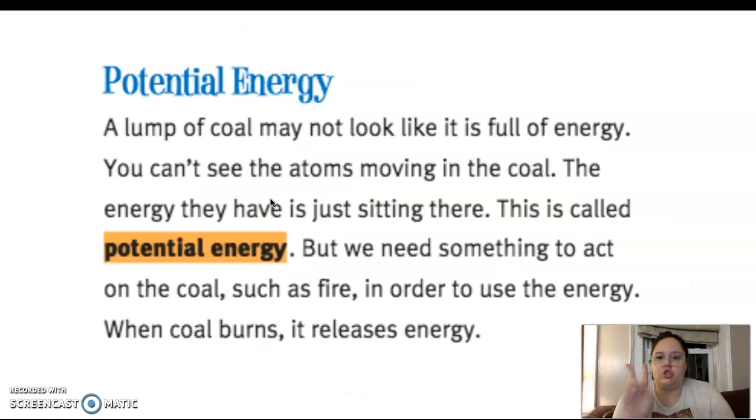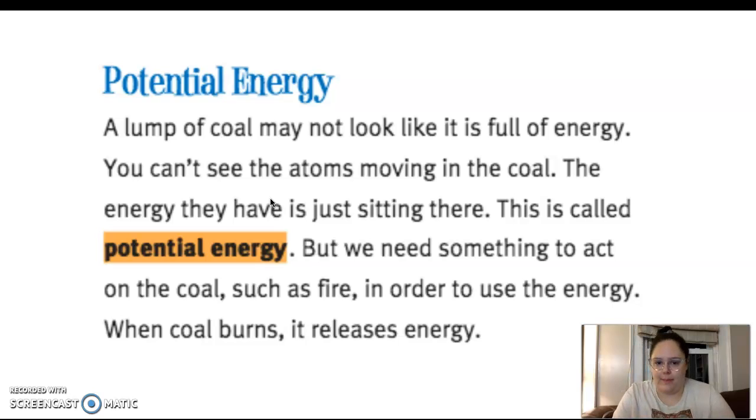All right, so there are 2 types of energy that we're going to talk about today. We have potential energy for the first one. And when somebody has potential, that means that they can do really great things, but they're not really doing anything at the moment. So potential energy.